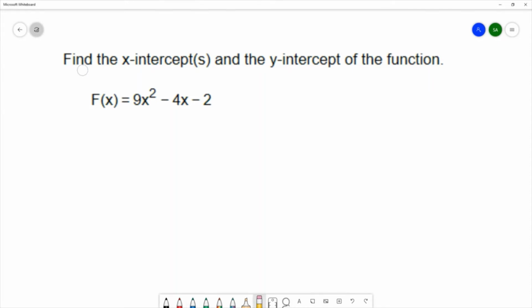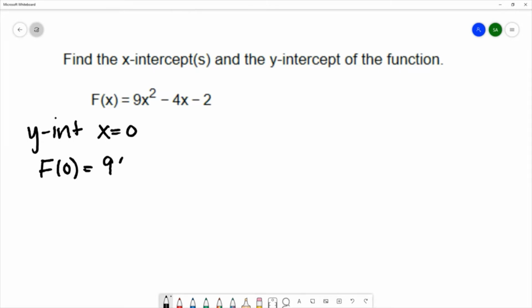This question says, find the x-intercepts and the y-intercept of the function. And our function is f of x equals 9x squared minus 4x minus 2. I'll find the y-intercept first. To find the y-intercept, you're going to let x equal 0. So we're substituting a 0 into our function.